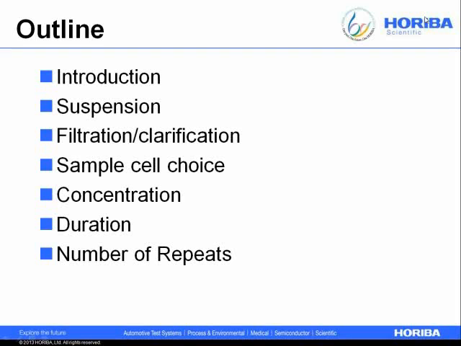So today we're going to talk about a very, very brief introduction to dynamic light scattering, and then talk about the different steps when you go to prepare a method, which would be preparing a suspension, how you filter and clarify the suspension, a few comments on choosing the sample cell, concentration, duration of measurement, and number of repeats. So I'm going to make some comments about each of these areas, and all of them are things you should think about when you want to prepare a method that you might move into quality control work, for example, or if you have a big series of samples.